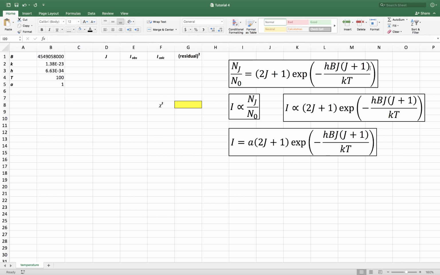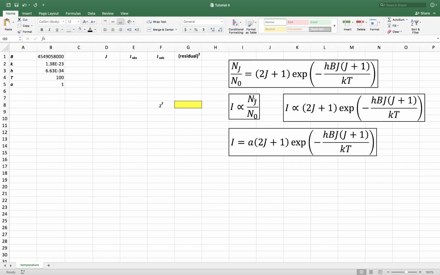The reason why is that any exponent must be dimensionless, which means that the numerator must have the same units as the denominator. kT has units of joules, and so I must ensure that the numerator equally has units of joules.